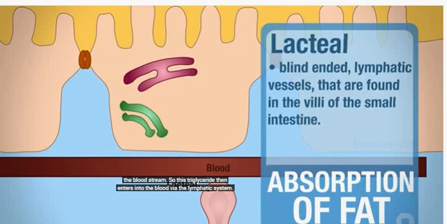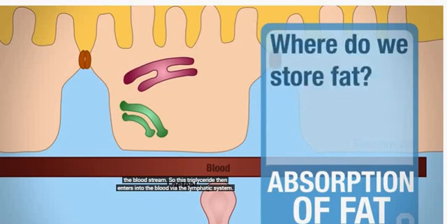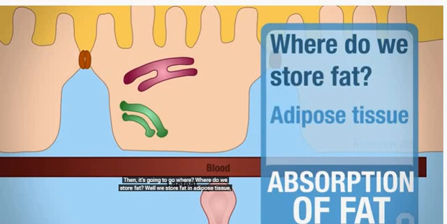Then it's going to go where? Where do we store fat? Well, we store fat in adipose tissue. And when necessary, we can break it down to use it as a source of energy as well. These triglycerides can also be stored in other cells as well.